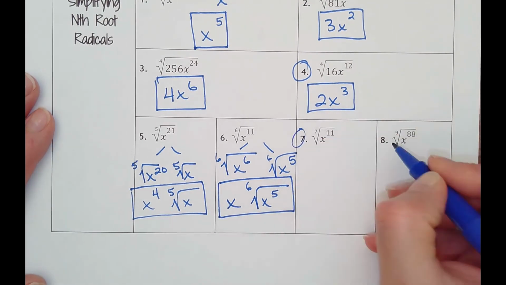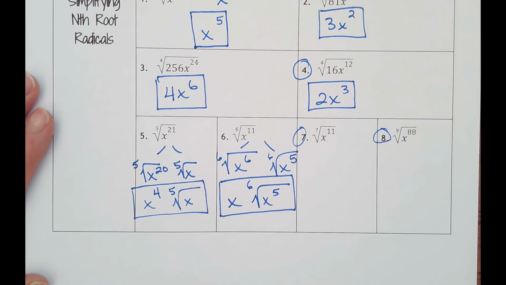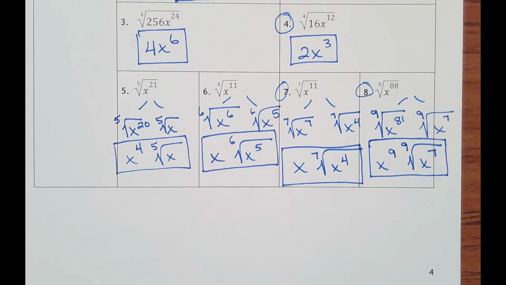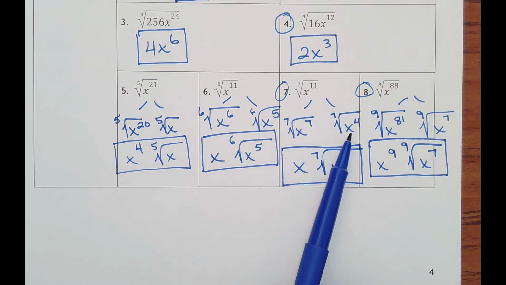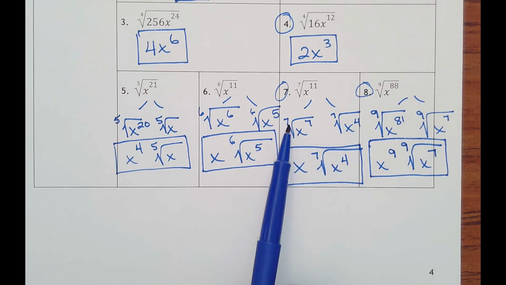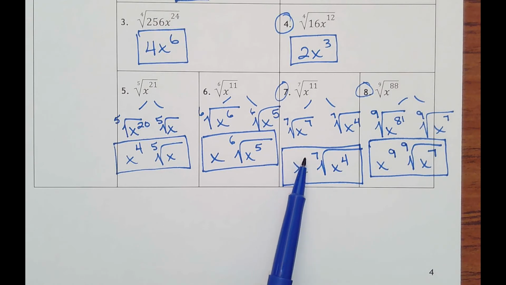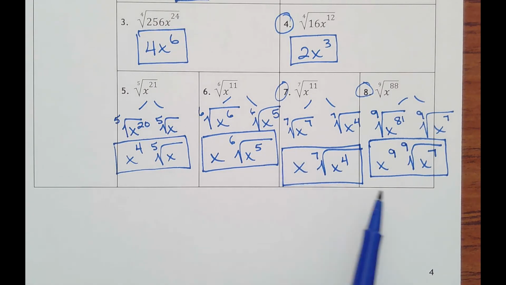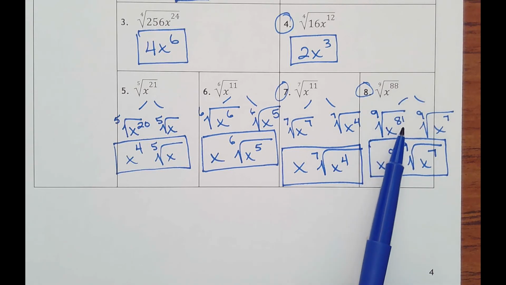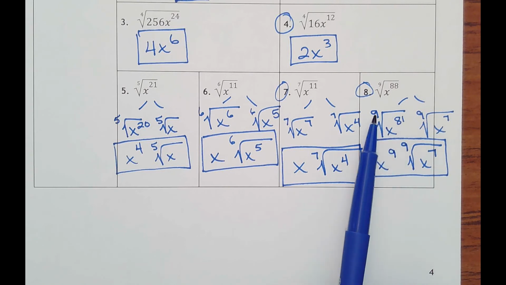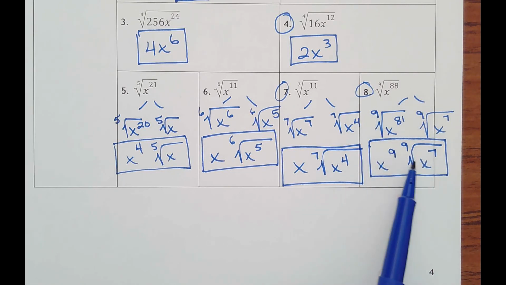Okay, why don't you pause and try 7 and 8. Check your answers. Number 7, you can only take out an x to the 7th, and you have left over x to the 4th, so this would cancel, just make x to the 1st, and then times 7th root of x to the 4th. On number 8, you could take out or go down to 81, because 9 times 9 is 81. And so we'd have x to the 9th, and then a 9th root of x to the 7th left over.